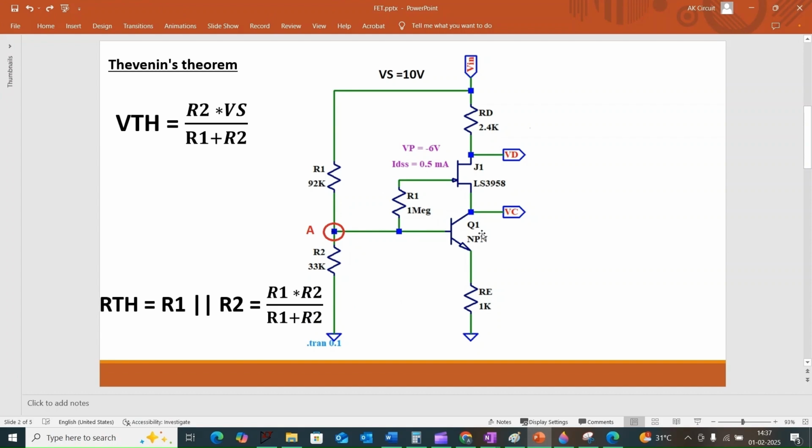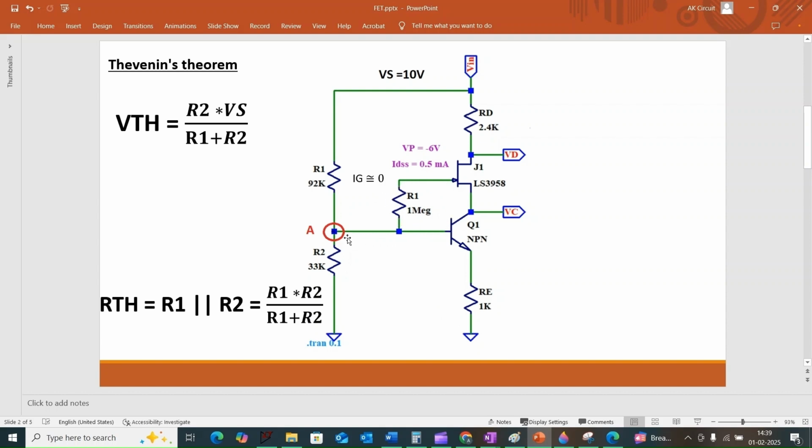Now to analyze this circuit, our first step is to simplify the biasing network connected to the BJT's base. Since the JFET gate terminal draws practically no current, we can say IG is approximately equal to 0. We can ignore the 1 megaohm resistor during this simplification.